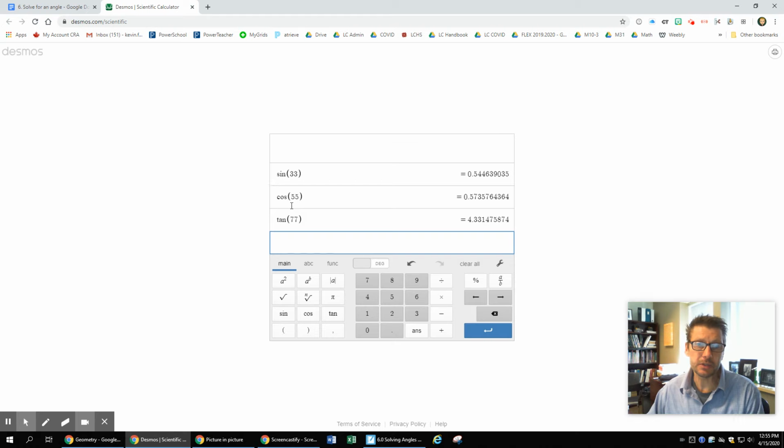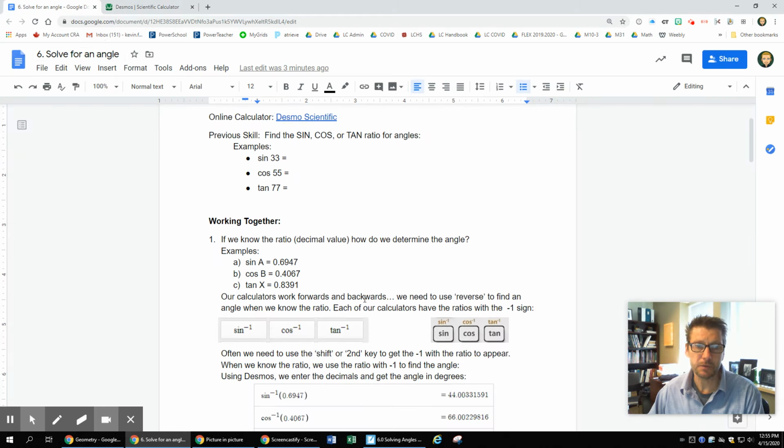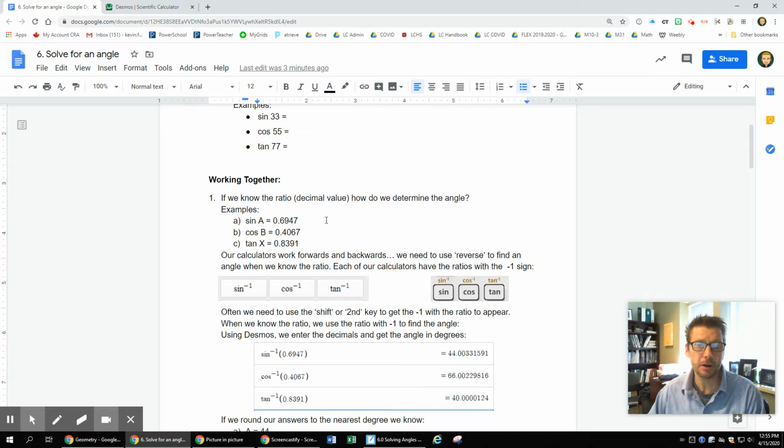A lot of things that we're going to do in math, we're going to drive forward with our calculators. But these are all examples where you know the angle. Our lesson is about figuring out how to work your calculator when you know the ratio and don't know the angle. How do we determine the angle? What I'm saying in our notes is that we have to tell our calculator to go backwards. So we need sine minus one to work backwards with the sine ratio, or cos minus one to work backwards on the cosine ratio.